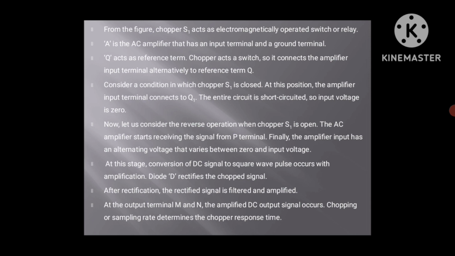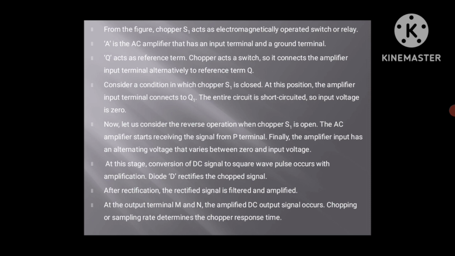From the figure, chopper S1 acts as an electromagnetically operated switch or relay. A is the AC amplifier that has an input terminal and a ground terminal. Q acts as the reference terminal. The chopper acts as a switch and connects the amplifier input terminal alternately to the reference terminal. Consider S1 is closed at this position. The amplifier input terminal connects to Q1, so the entire circuit is short circuited and the input voltage is 0.